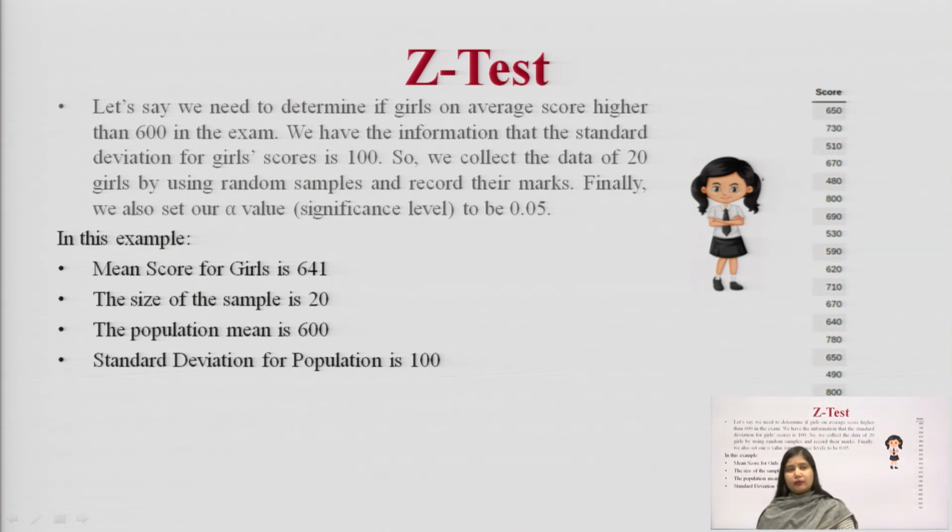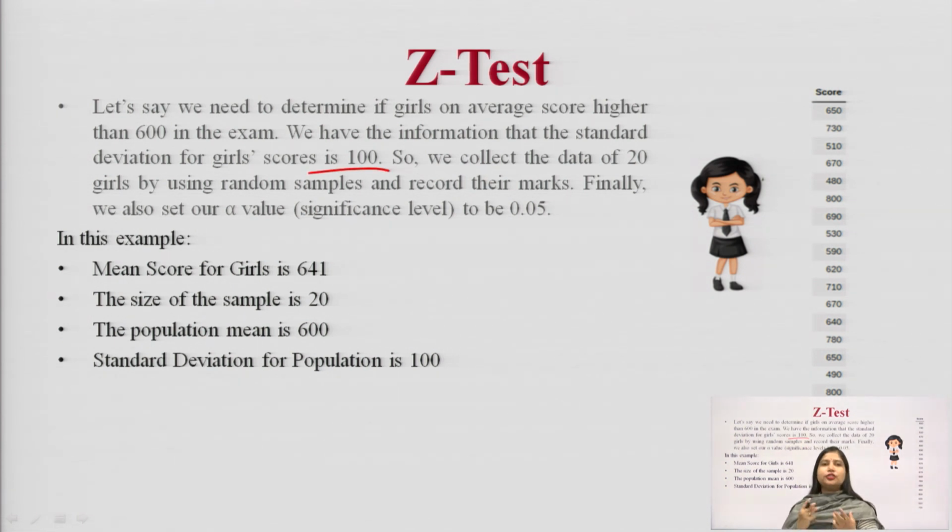Now, an example of the Z test and the calculation: how will you calculate the Z test? Let us say we need to determine if girls on average score higher than 600 marks in the exam or not, means their average score is more than 600 or not, and we have the information that the standard deviation of the girls' score is 100. Means what do you mean by the standard deviation?